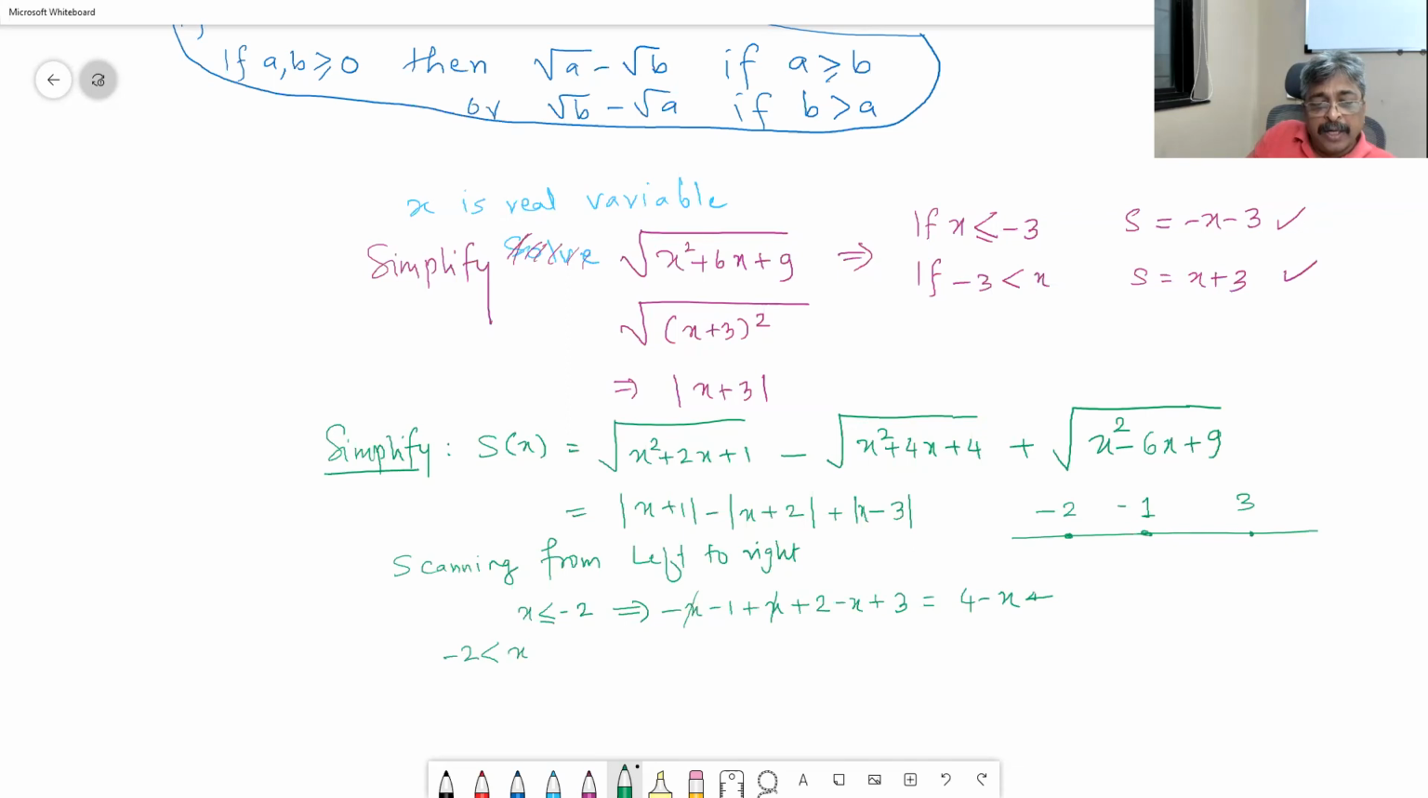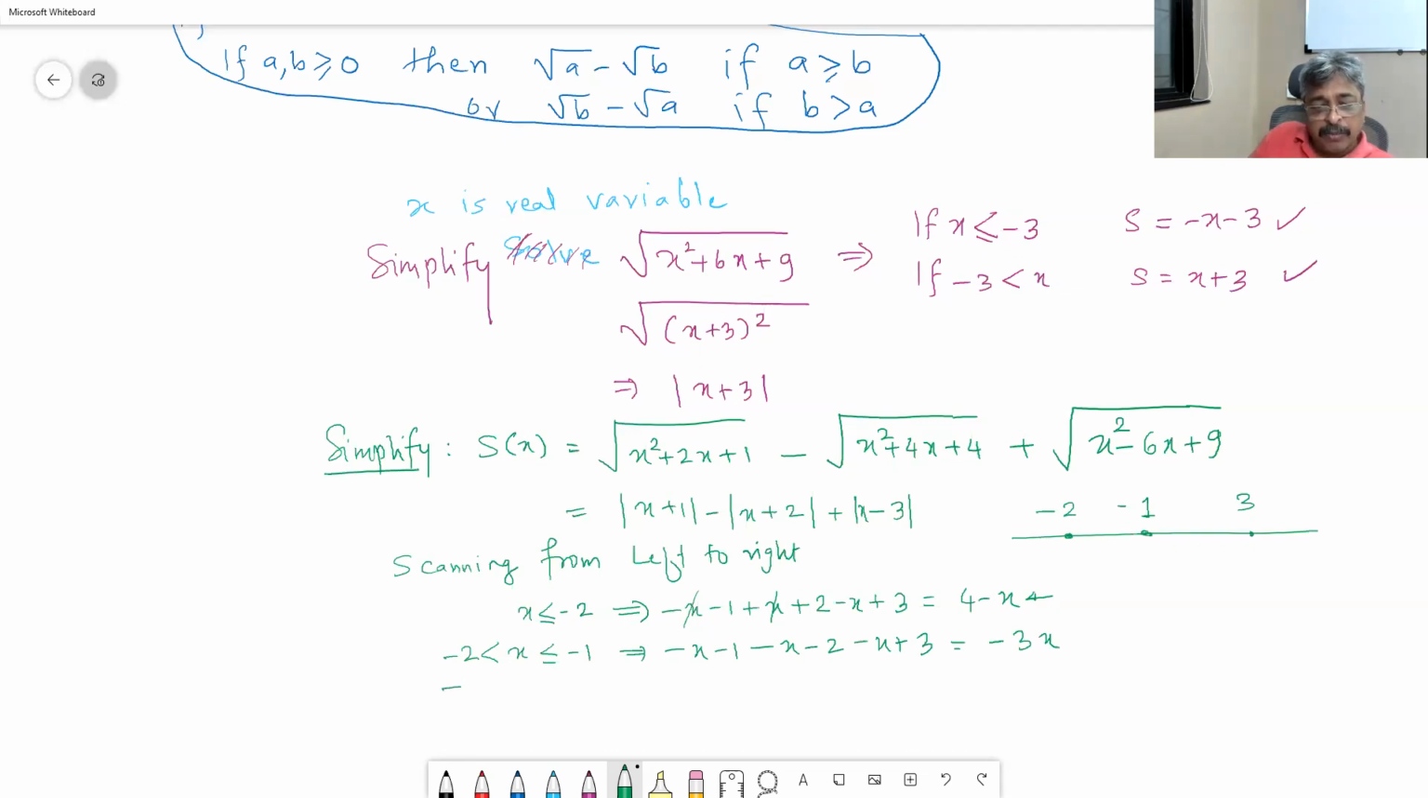greater than minus 2 and less than or equal to minus 1, this is going to be positive and both of them going to be negative. So minus x minus 1 minus x minus 2 minus x plus 3 is equal to minus 3x. It will follow this line, and you can put minus 2 either this side or that side, because if x is equal to minus 2, both of them will give us exactly same value, minus 6 or plus 6.